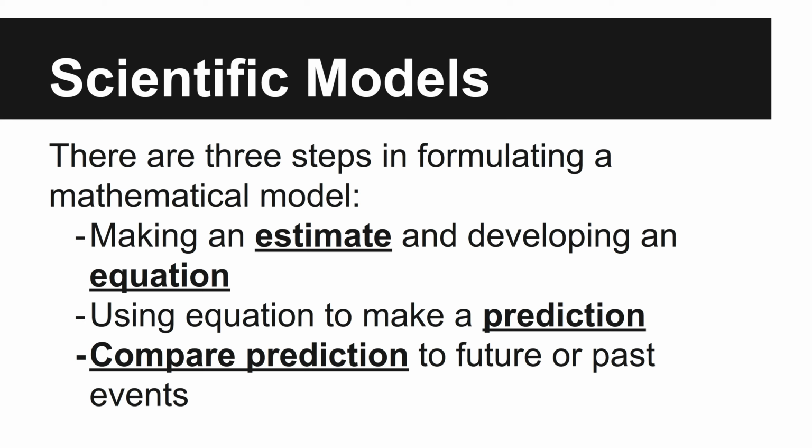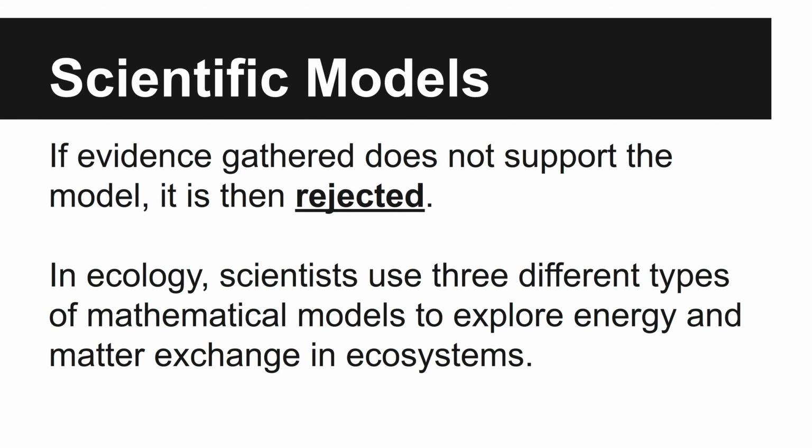There are 3 steps in formulating a mathematical model. First, make an estimate and develop an equation. Then use the equation to make a prediction and compare the prediction to future or past events. If the evidence gathered does not support the model, then that model is rejected. So in ecology, scientists use 3 different types of mathematical models to explore energy and matter exchange in ecosystems.